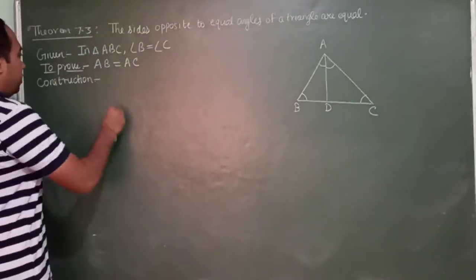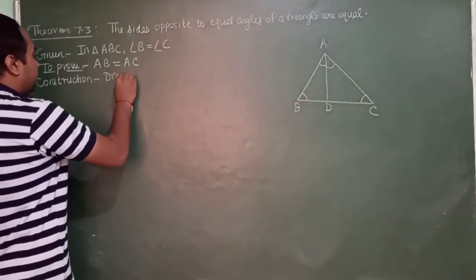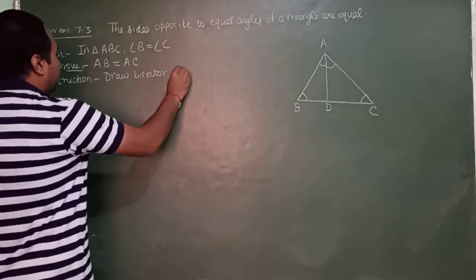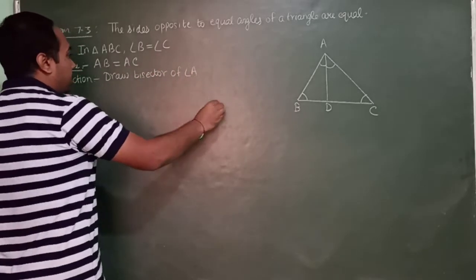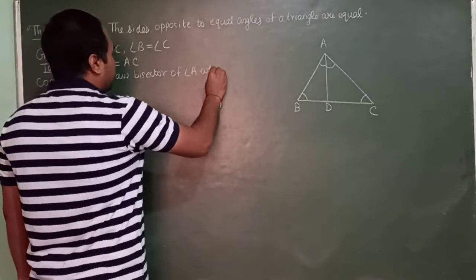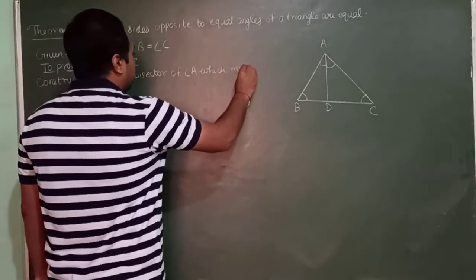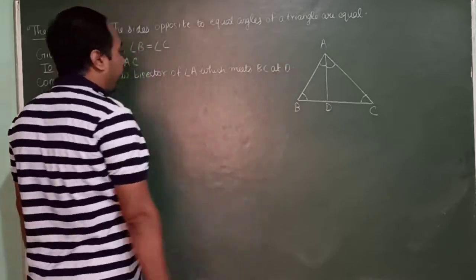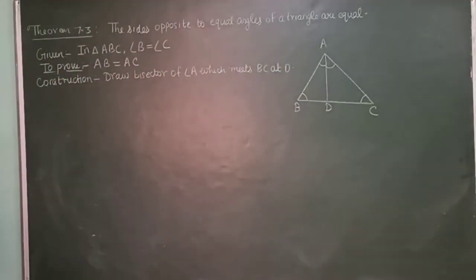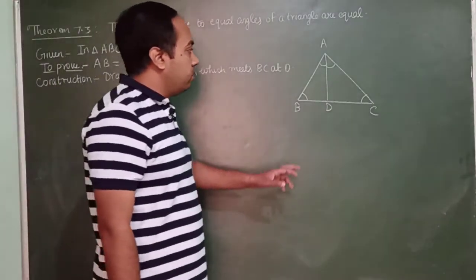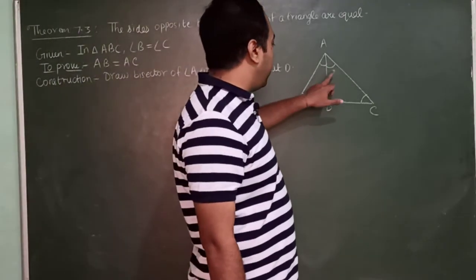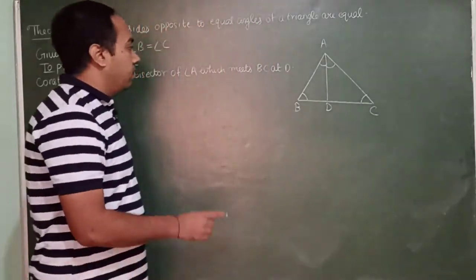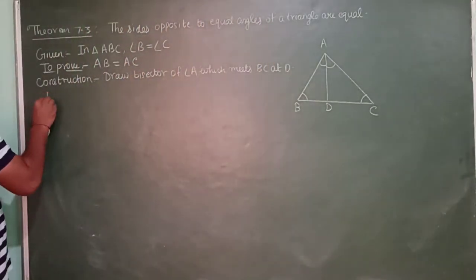So write down, draw bisector of angle A which meets BC at D. Okay. We have made this. Now because of this bisector, this whole angle is divided into two angles. Angle BAD is equal to angle CAD. Now see, we will prove both the triangles congruent. So write down proof.